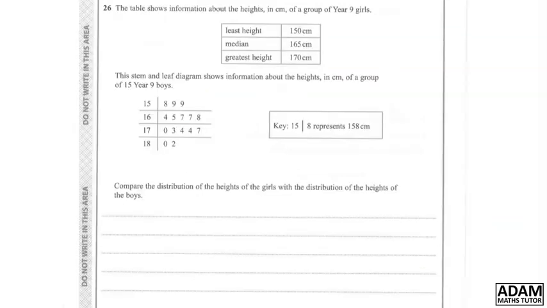Question 26. The table shows information about the heights in centimetres of a group of Year 9 girls. The stem and leaf diagram shows information about the heights in centimetres of a group of 15 Year 9 boys. Compare the distribution of the heights of the girls with the distribution of the heights of the boys. So when asked to compare distributions, there's two things that you need to compare. The first thing is a type of average. In this case, it will be the median.